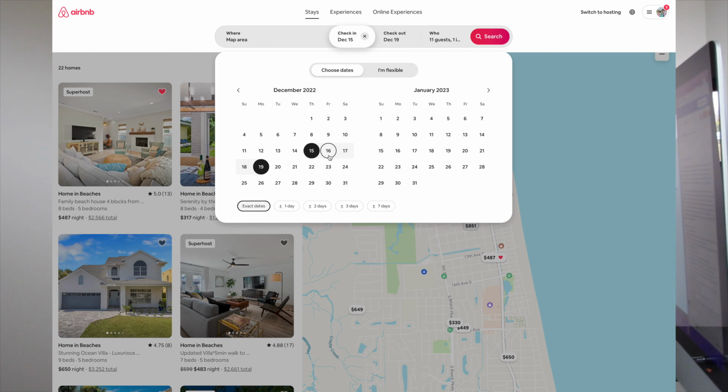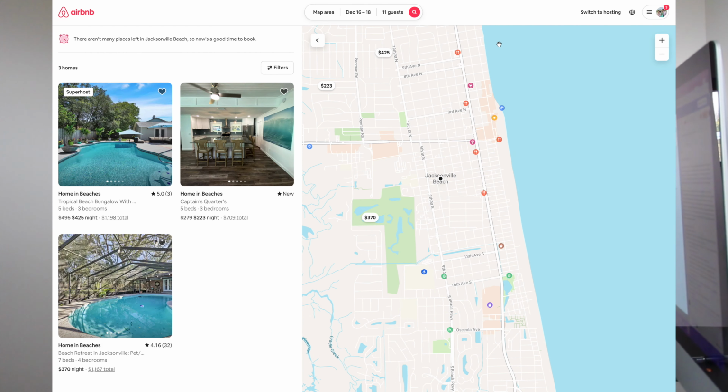Let's actually try one more thing. Because I have this minimum of 4 nights, if I reduce it to 2 nights, my listing should go away. Actually, most of the listings go away. And the only options are farther in from the beach.